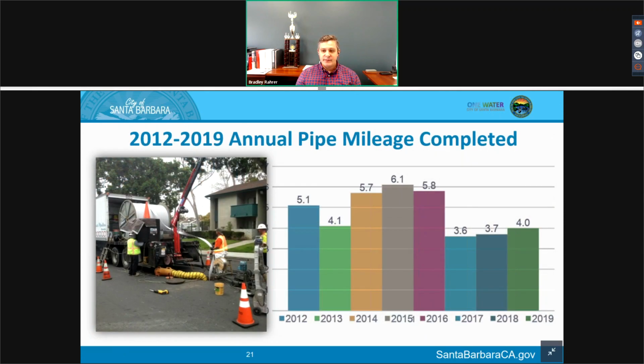So we have a team of staff that use that PACP score and prioritization software to develop our capital improvement program list for each year. And we do an annual program targeting a minimum of 3.56 miles per year of pipeline renewal. And renewal includes the combination of repairs, rehabilitation, or replacement. And in 2019, the green bar, we completed 4.0 miles of sewer main renewal. Next, can you tap one more time, Raquel?